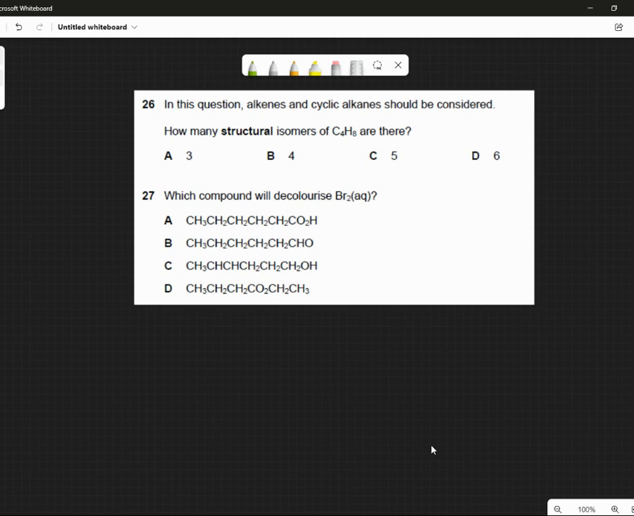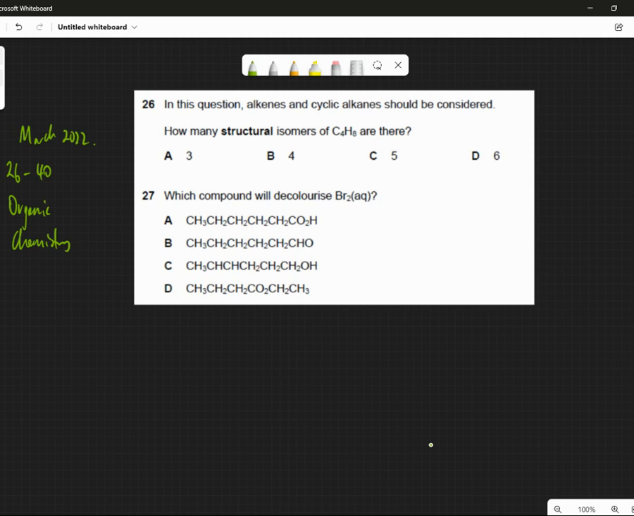Hi there, and this is an organic lesson for organic multiple choice. Today we're looking at the March 2022 paper, and we'll be looking at questions 26, hopefully to 40 if we're quick. This is the organic chemistry part of the multiple choice.